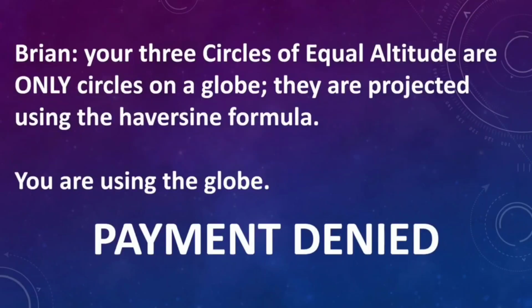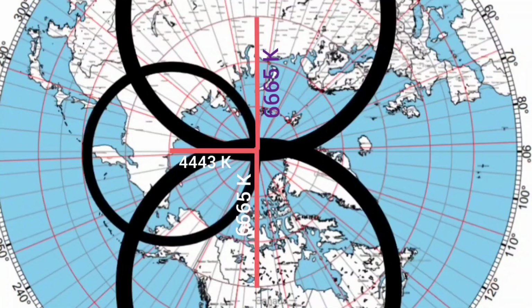So Brian, this is pretty clear that your three circles of equal altitude are only circles on a globe. They are just simply projected using the Haversine formula. You are using the globe. Roohif, man, you're claiming I'm using a globe. So if it lines up with reality, and we know Earth's a globe, then he must be using a globe because it works. Bro, you sound like McToon, dude.